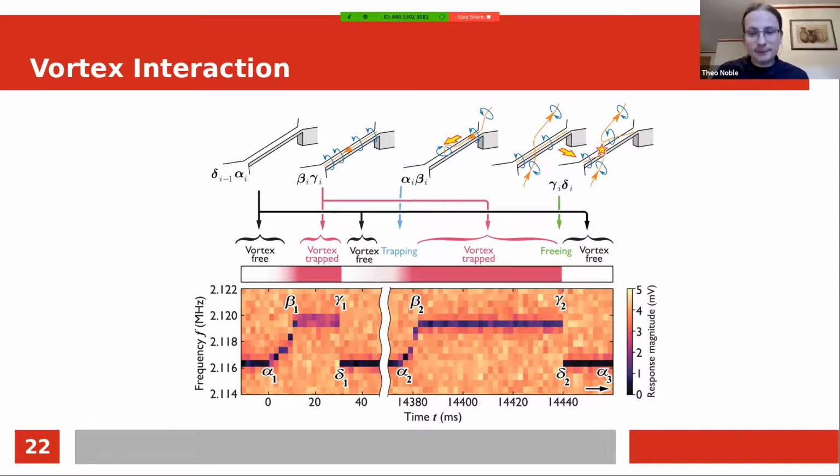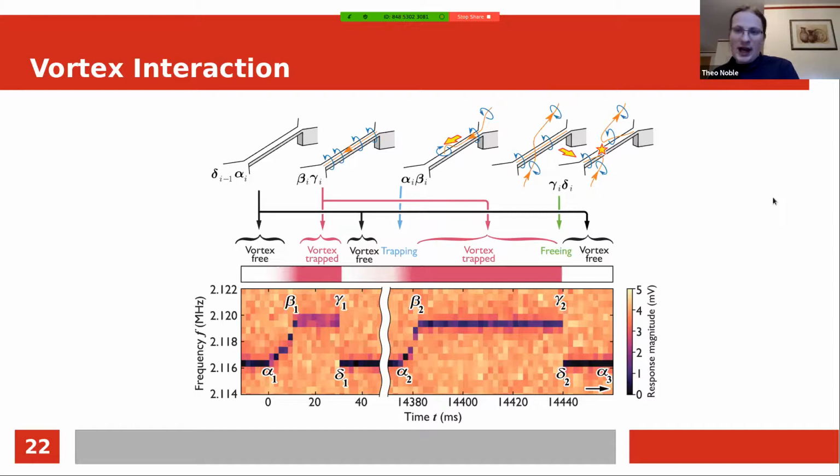So in the trapping, when the vortex is landing on the nanobeam and starting to raise the frequency, we think what's happening is that the vortex might be creeping along the nanobeam, as illustrated in this top figure here. You can see what we think is happening: it will be creeping along the nanobeam before eventually stabilizing at the plateau.